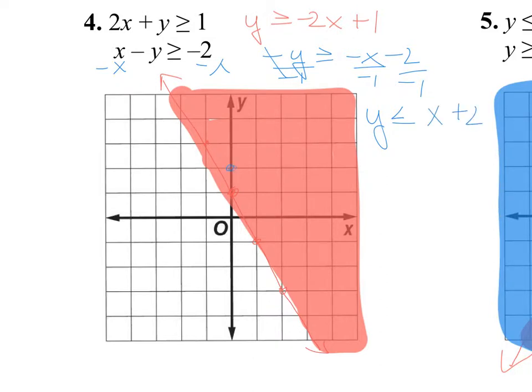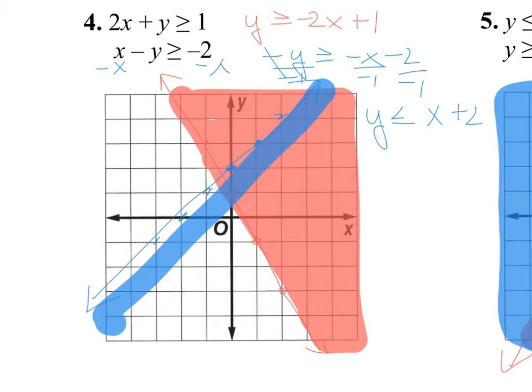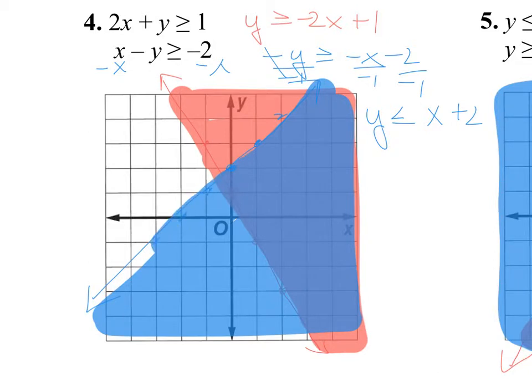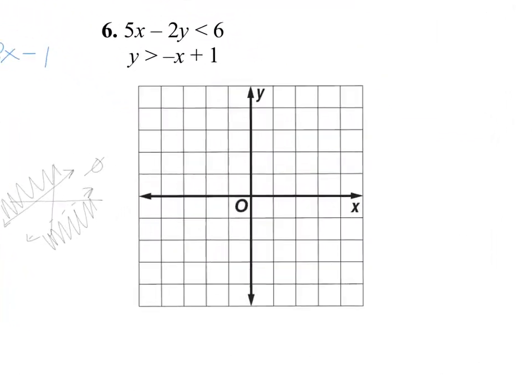So now when you graph, you're starting at 2, up 1 over 1. Solid line again here. Draw your arrows. And then since it says y is less than, everything on the bottom side here gets shaded. Okay, so your final answer should be everything right here in this overlapping area. All right, and number 6.